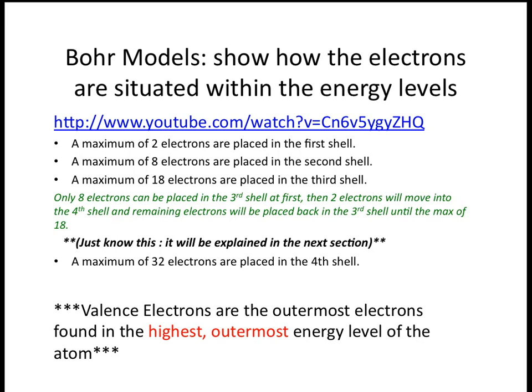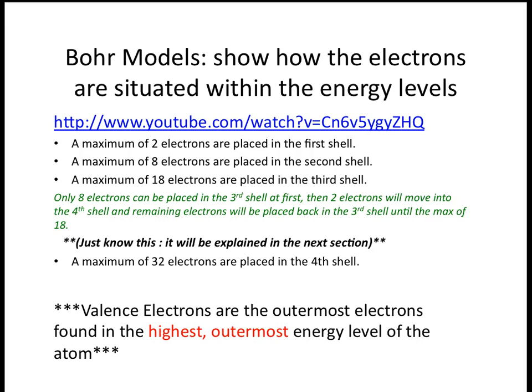There is a YouTube clip that you can click on if you would like to see a little bit more information. But basically what it comes down to is that only certain numbers of electrons are allowed within certain energy levels. In the first energy level, or the first shell, only 2 electrons can reside. After that, electrons need to be put into the second energy level, where only a maximum of 8 can be placed. In the third energy level, there's a maximum of 18, and in the fourth, there's a maximum of 32.